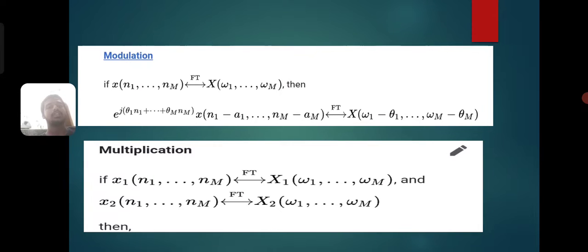then modulation is as follows. If x(n1, ..., nm) has Fourier transform capital X(w1, ..., wm), then the formula is e to the power j of theta1 n1 plus ... plus theta m nm, times x(n1, ..., nm), has Fourier transform capital X(w1 minus theta1, ..., wm minus theta m).